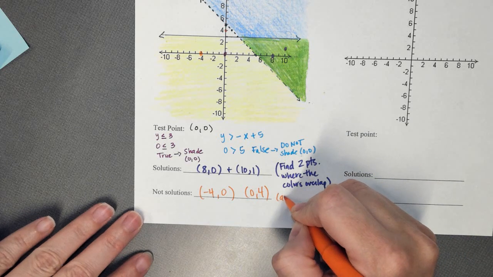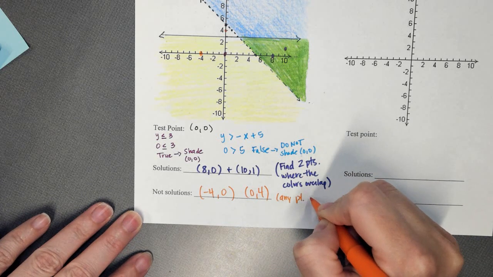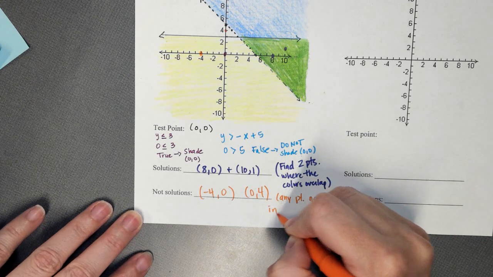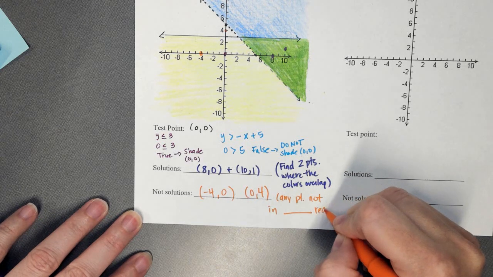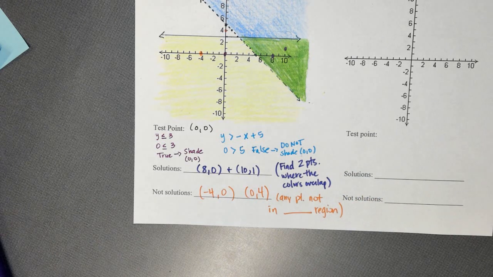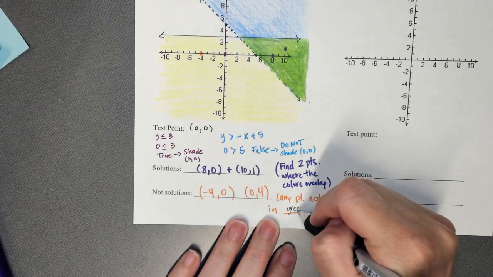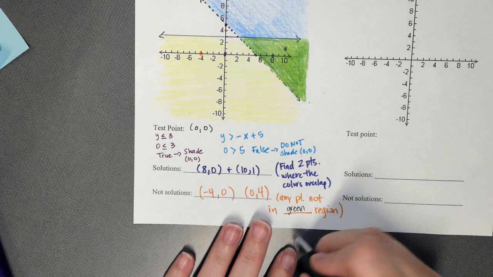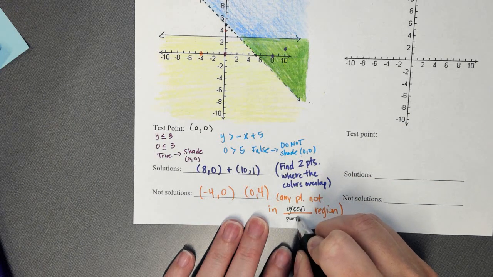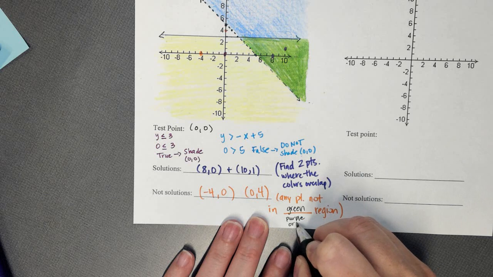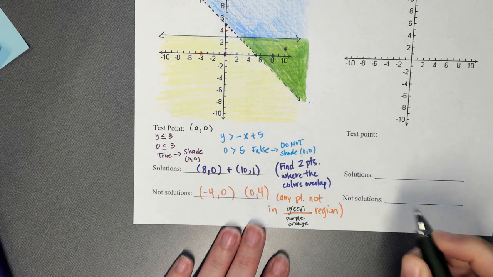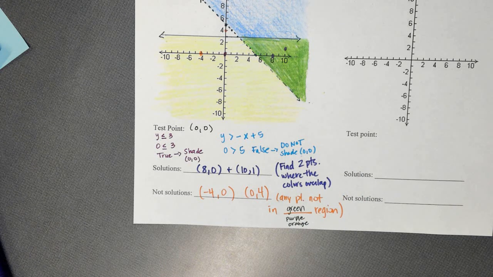Okay, so any point not in the blank region. So for me, my colored region is green. Okay, yours might be purple, or yours might be orange. So fill in your correct color.